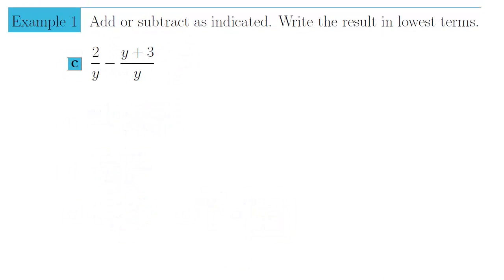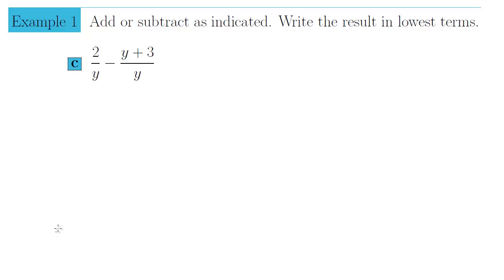Example 1c. Add or subtract as indicated. Write the result in lowest terms. 2 over y minus y plus 3 over y. We start by observing that these are like rational expressions because the denominators are the same. They're both y. Second, we observe that this is a subtraction, and subtractions are treated a little differently than additions.